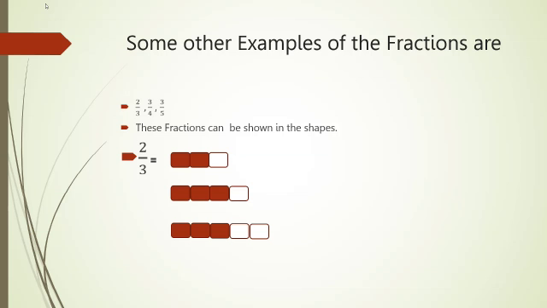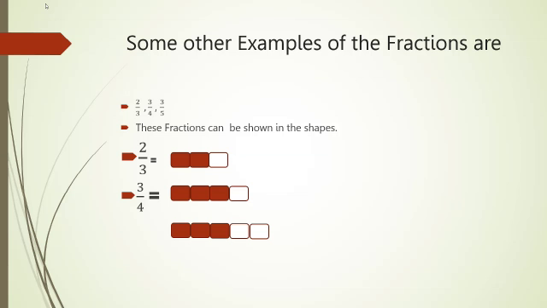The first shape is showing the fraction 2 over 3. The first shape is divided into 3 equal parts and out of 3 parts, 2 parts are colored. The top part of the fraction is showing the colored part of the shape and the bottom part of the fraction is showing the number of equal parts the shape has.